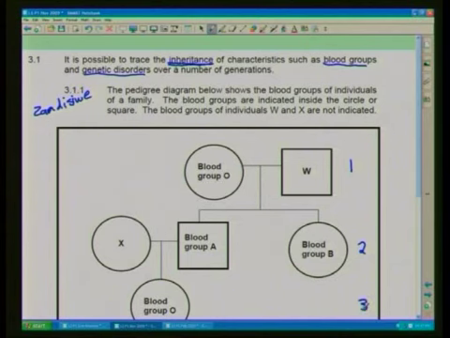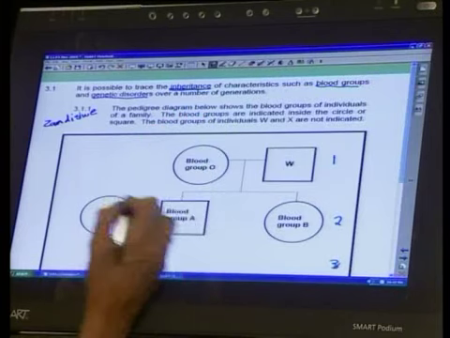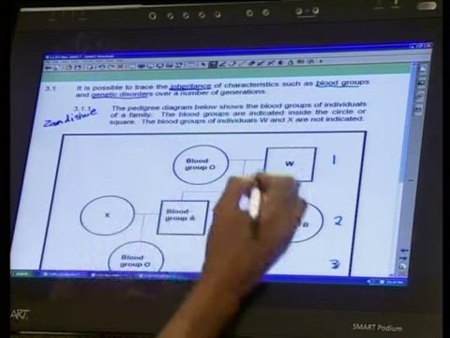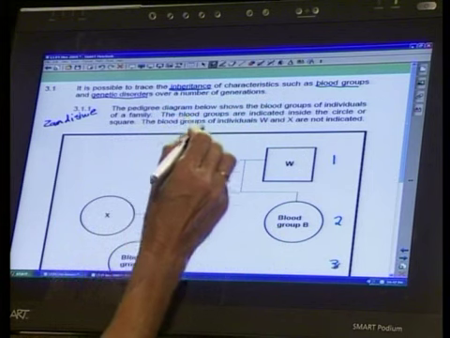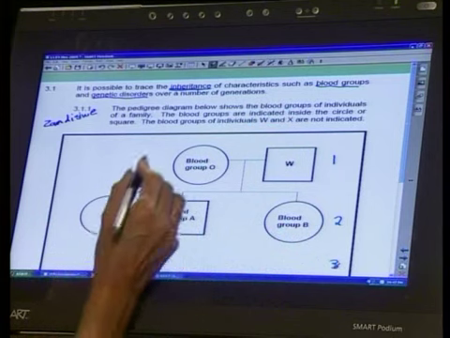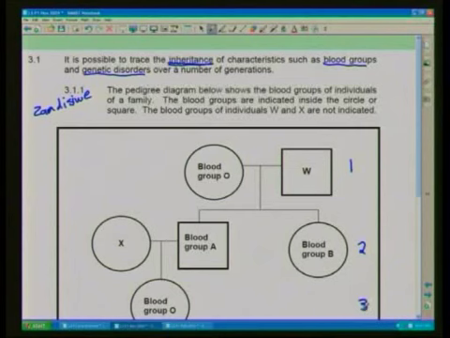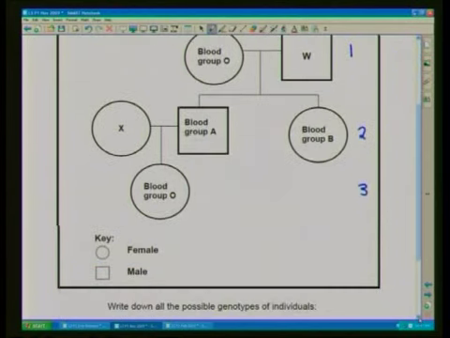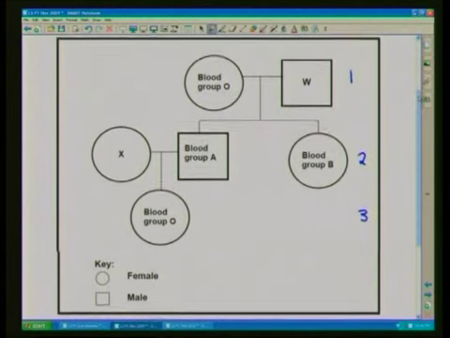Okay, now Zandisiwe, the pedigree diagram below shows the blood groups of individuals of a family. The blood groups are indicated inside the circles or squares. Now the blood groups of individuals W and X are not shown, so we've got to figure them out. But what they also tell you here is that the circles are girls and the squares are boys. So the circles are females and the squares are males. Are you with me so far?